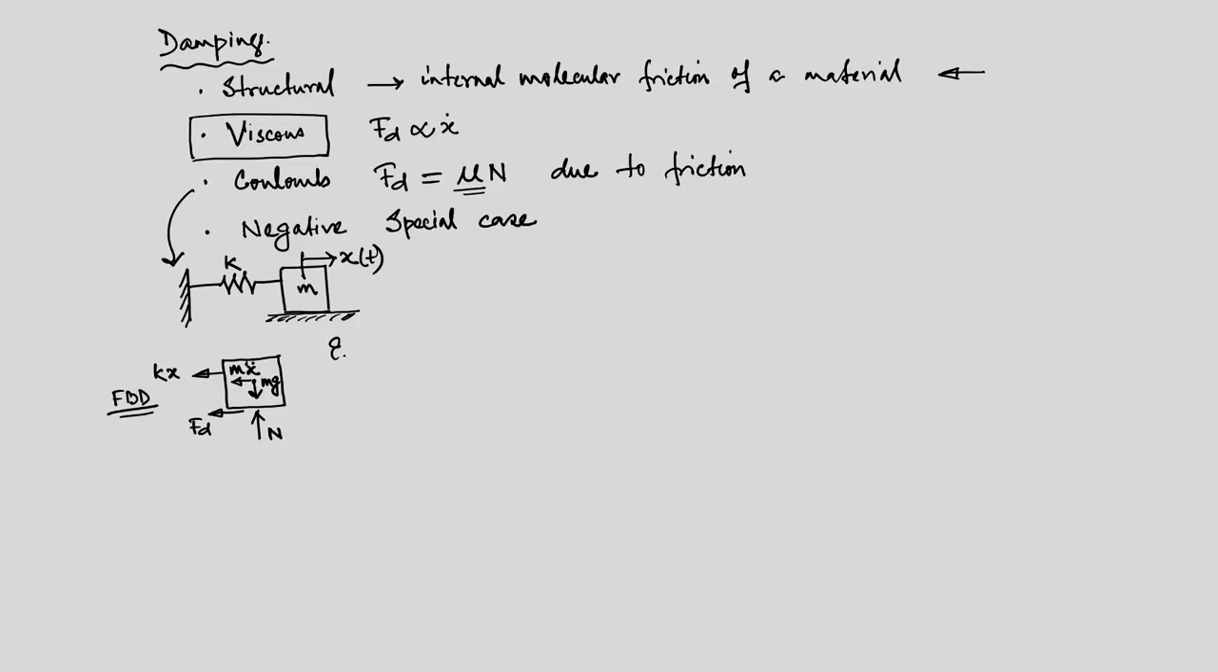So, the equation of motion in this case is m x double dot, then we have the damping force. I put a plus minus sign, I will come to that in a minute. So, the damping force F d, then plus k times x is equal to 0. And as usual, we will have initial conditions x 0 and x dot 0.